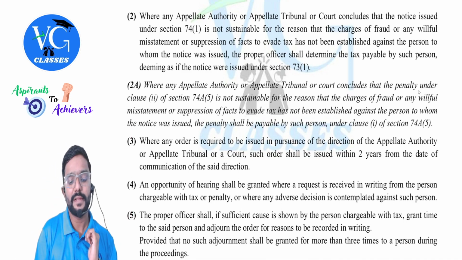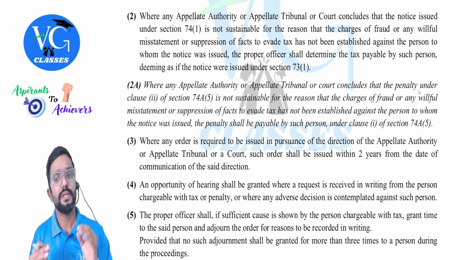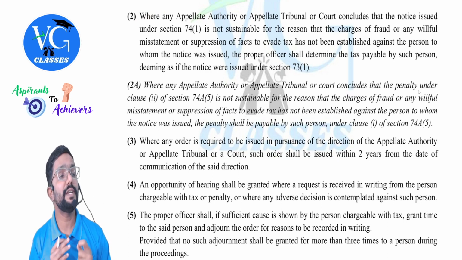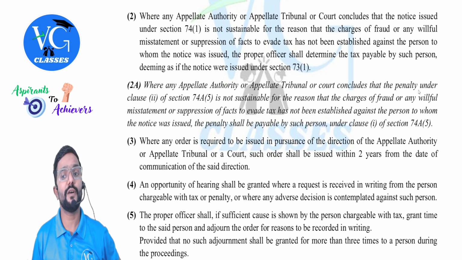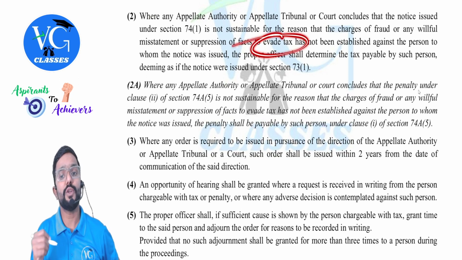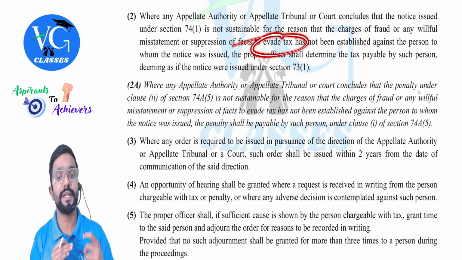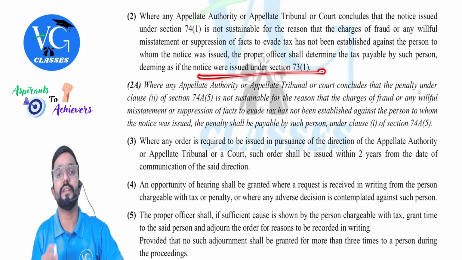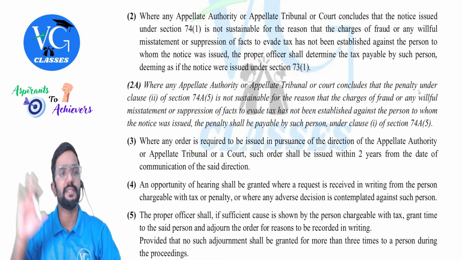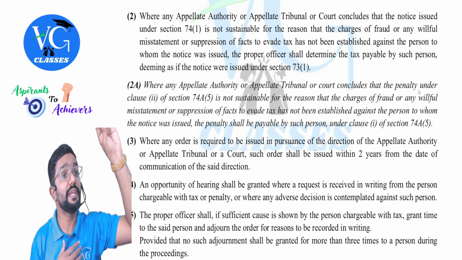Please be careful. Where any appellate authority or appellate tribunal or court concludes that the notice issued under section 74 subsection 1 is not sustainable for the reason that the charges of fraud or any willful misstatement or suppression of facts to evade tax has not been established against the person to whom the notice was issued, the proper officer shall determine the tax payable by such person, deeming as if the notice was given under section 73 subsection 1.